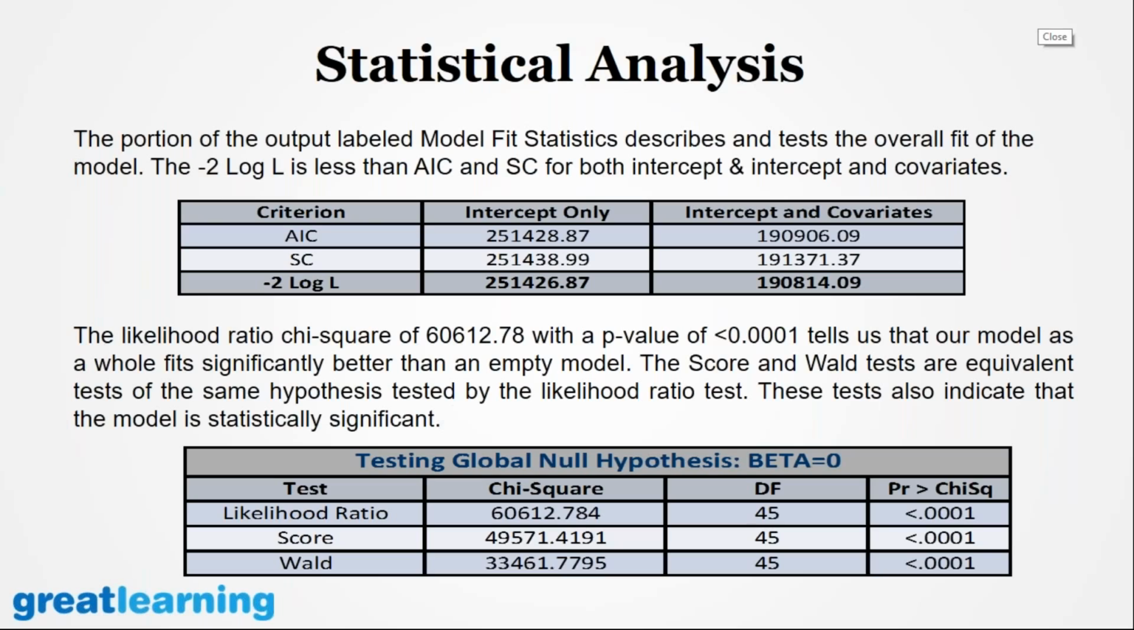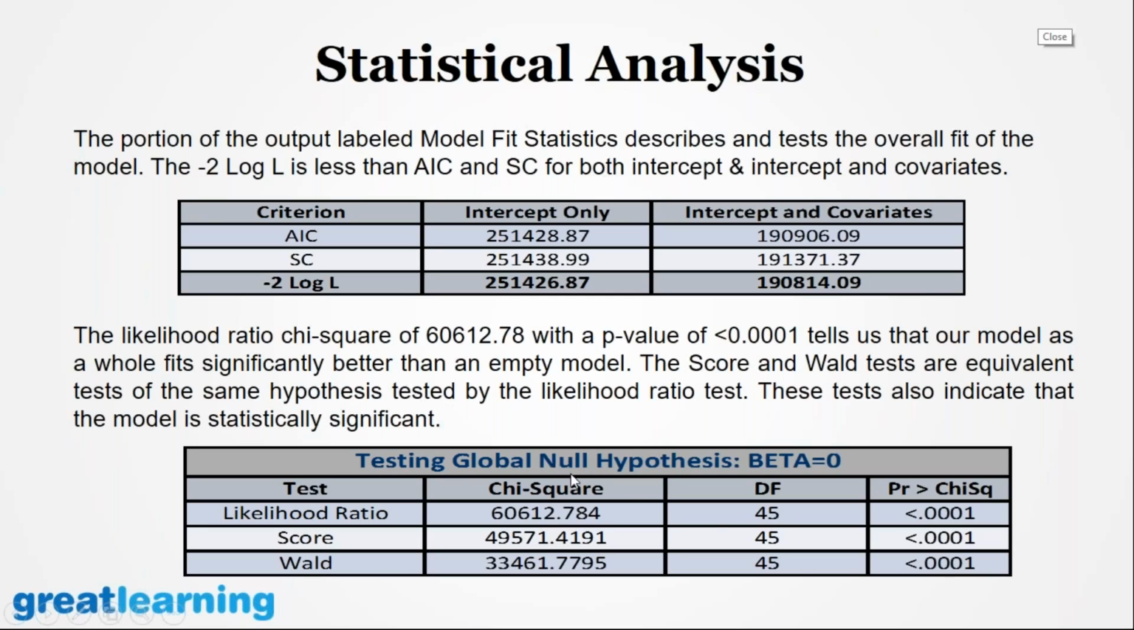Now further, these are the interpretations we got when we ran the logistic model. AIC, SC, and -2 log L by themselves do not mean anything. They are compared between models. The one with the lower AIC and SC is taken as a good model.